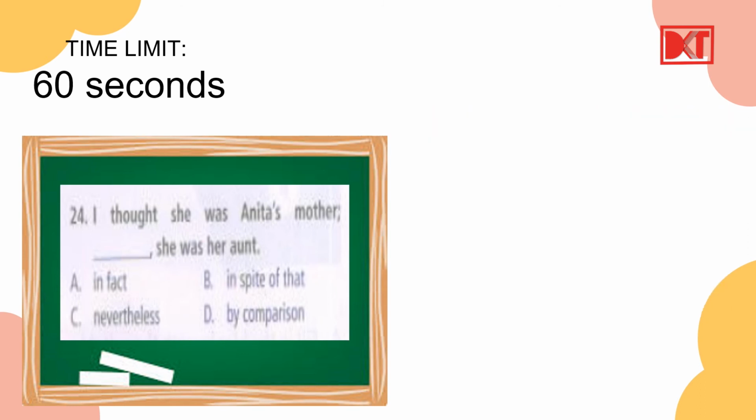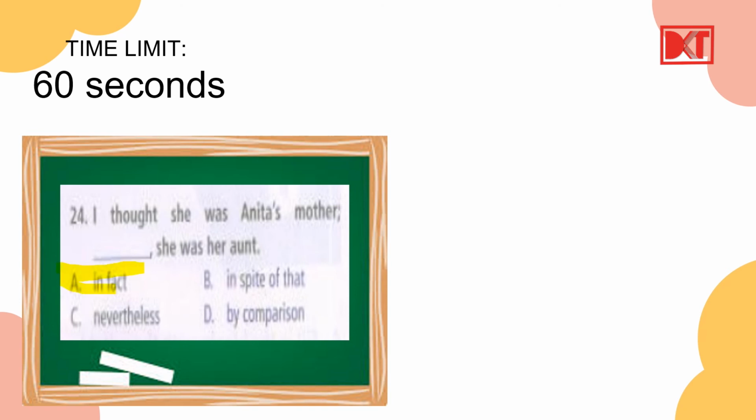I thought she was Anita's mother, dash she was her aunt. Now here, A, in fact she was her aunt, B, in spite of that she was her aunt, C, nevertheless she was her aunt, D, by comparison she was her aunt. Here the correct answer is A, in fact she was her aunt.